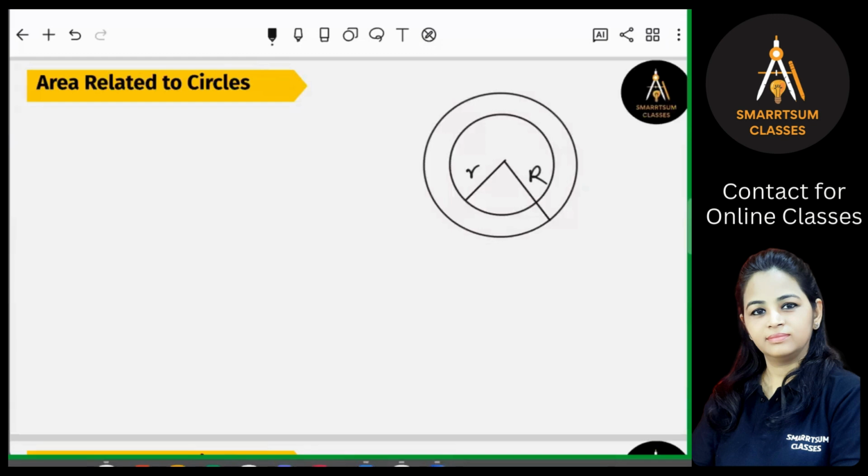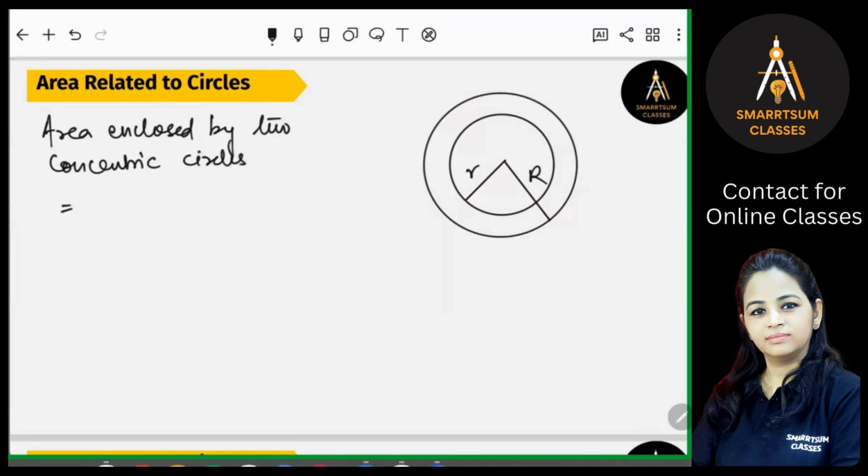Now look at this figure. You can see that there are two concentric circles shown in this figure, right? So one circle is inside the other, and their radii are small r and capital R, right? So these are the radii of the two concentric circles. Now let's see what is the area enclosed by two concentric circles.